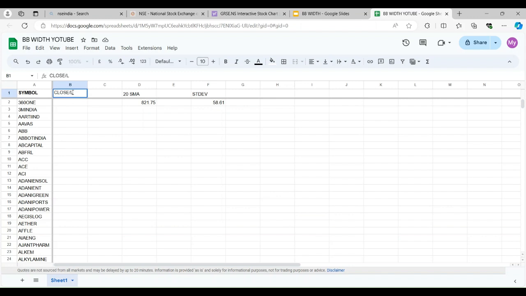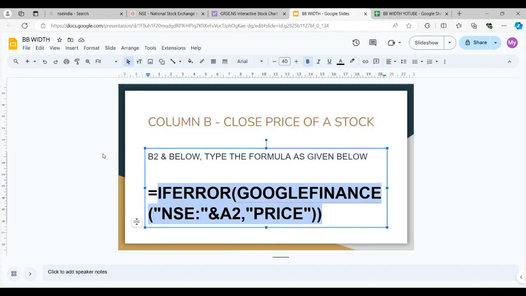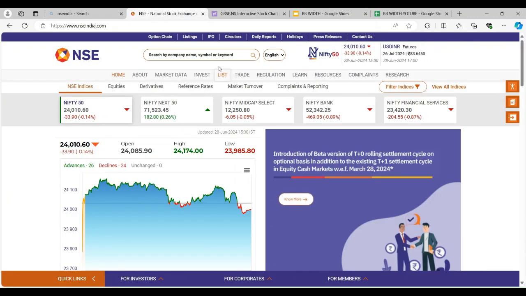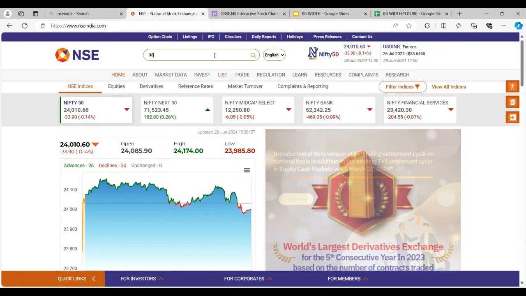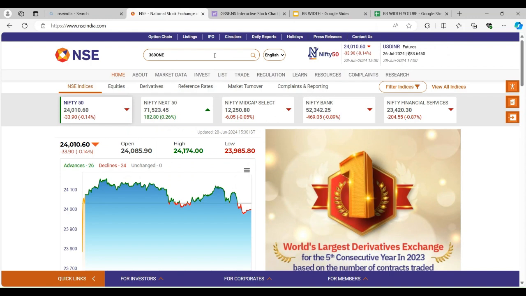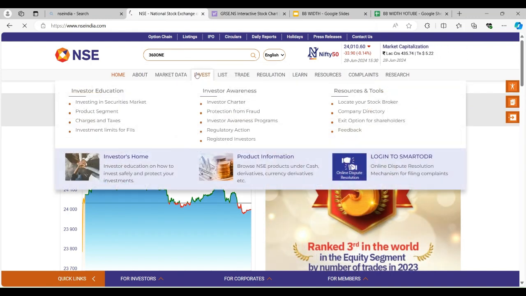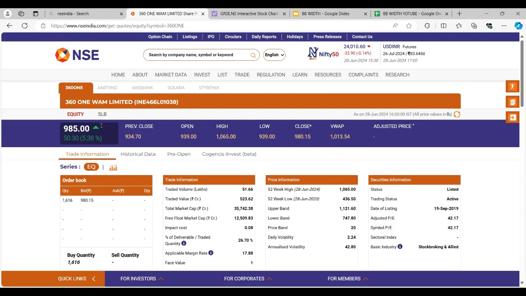Close or LTP, last traded price. Okay, price means last traded price. I will show you for this. This is the last traded price for 361. This is the close price of Friday. I am recording this on Sunday. So this is the close price for Sunday.